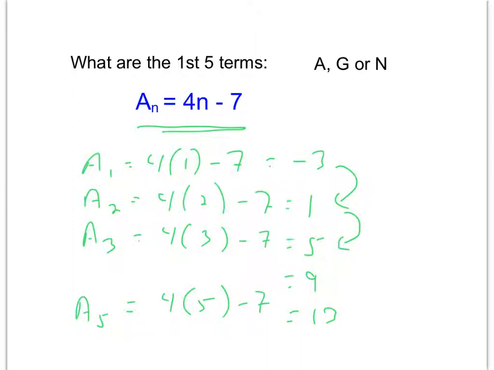We should also ask ourselves, is the series arithmetic, geometric, or neither? In this case, we're arithmetic because we're adding 4 each time. We're adding the same thing each time.